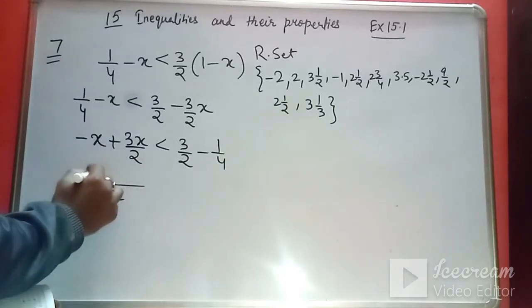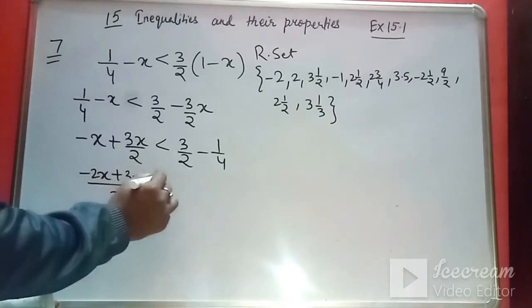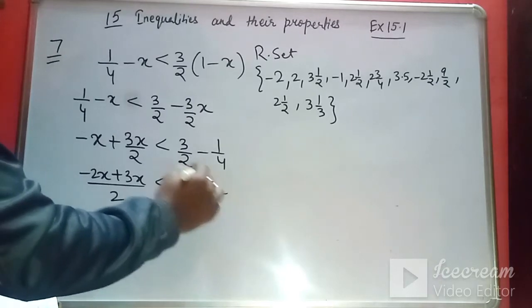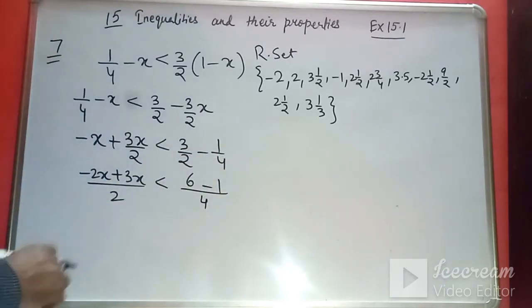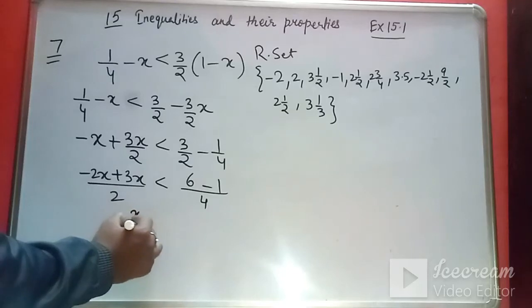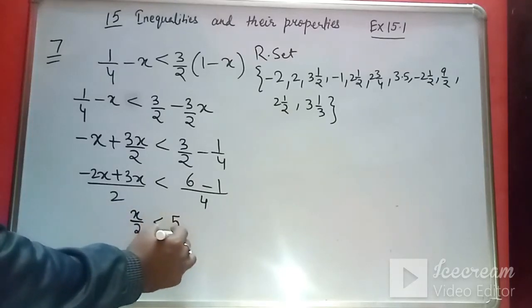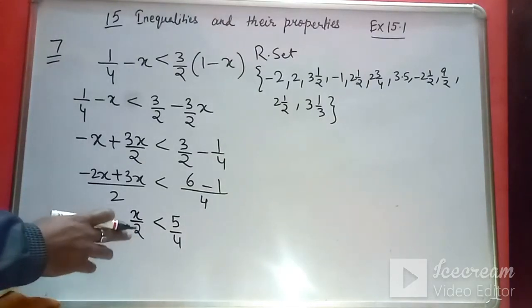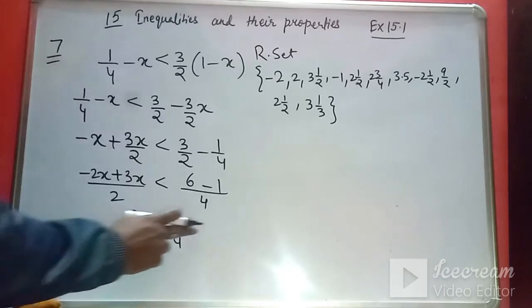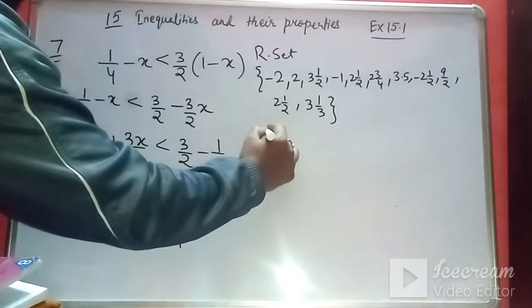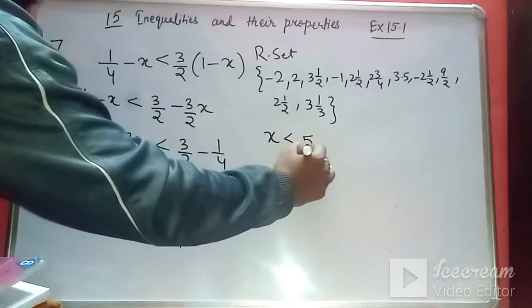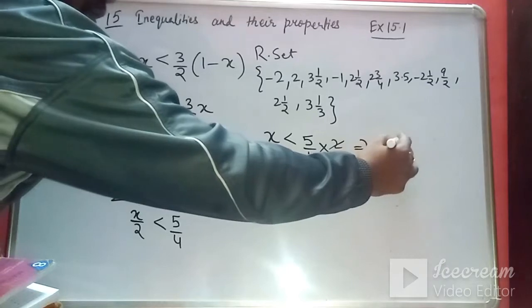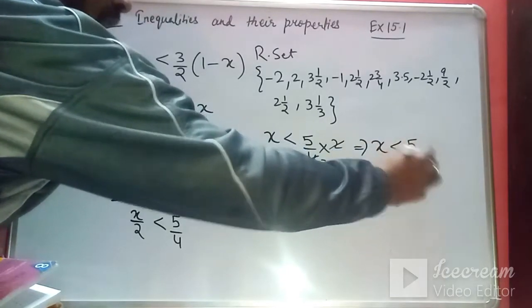Next, as usual, we will take the LCM. 3x less than, here also we will take the LCM, 6 minus 1. So it becomes x upon 2 less than 5 upon 4. Okay. Now see, this 2 will come here. So it will give you x less than 5 upon 4 into 2. So that means all the values less than 5 by 2.